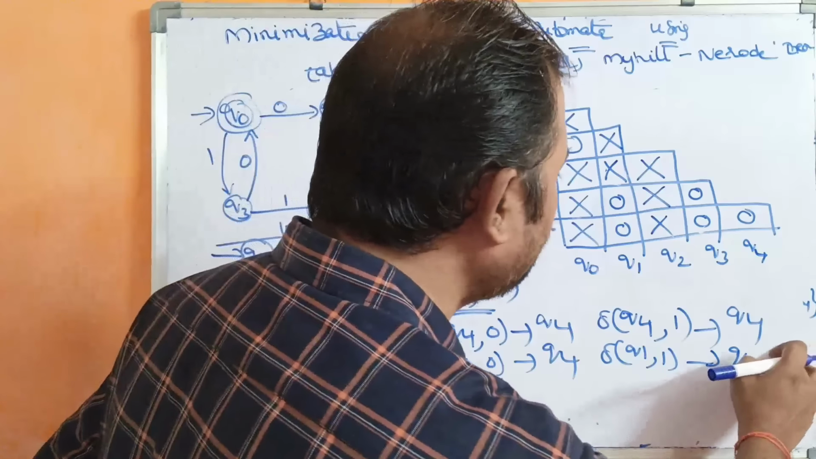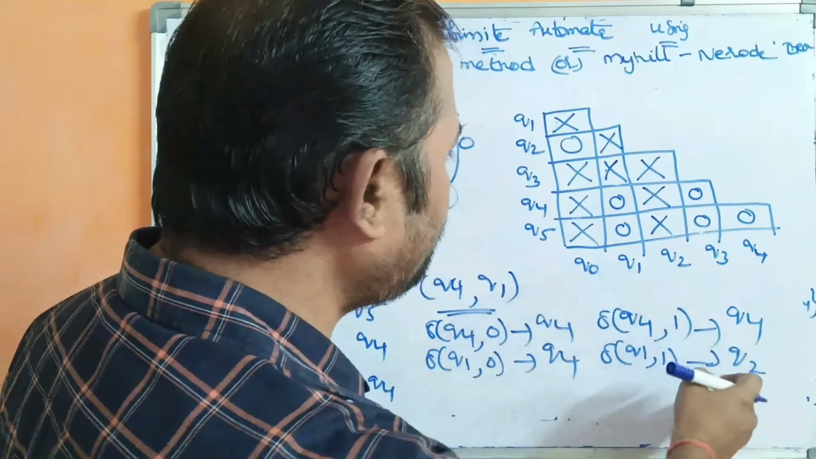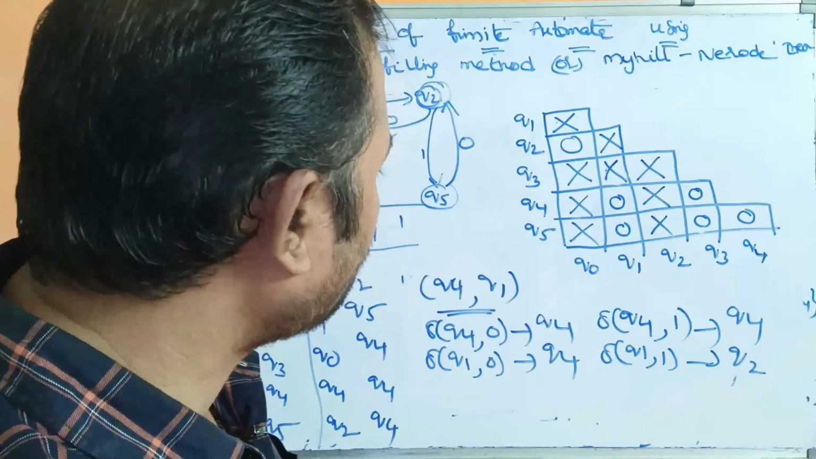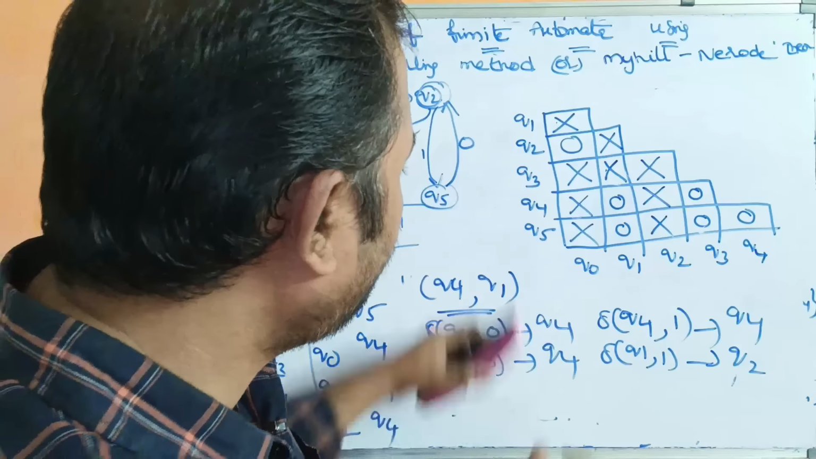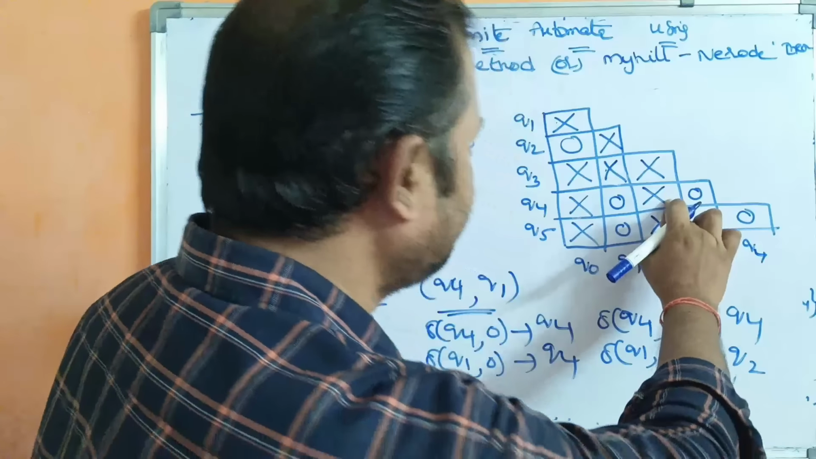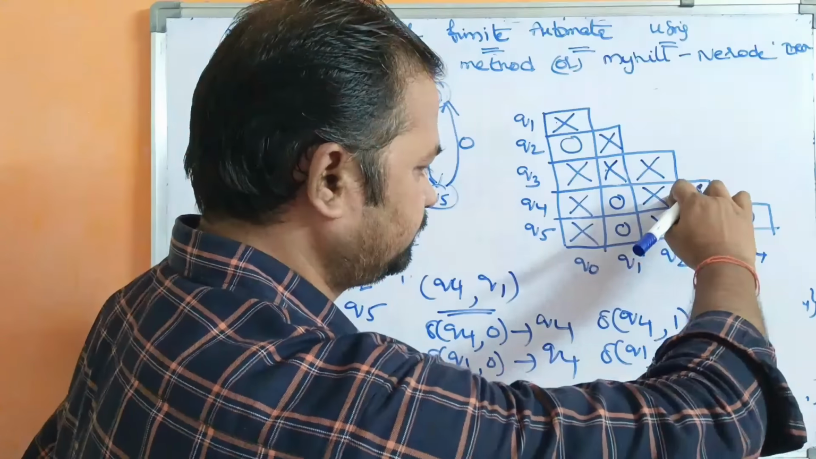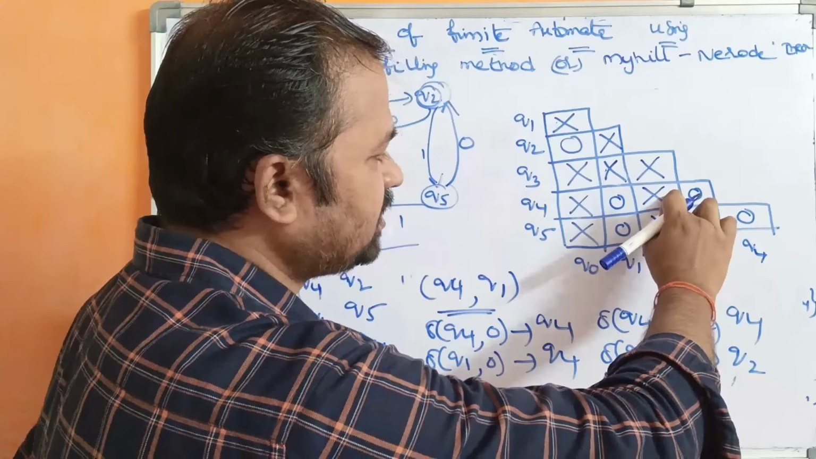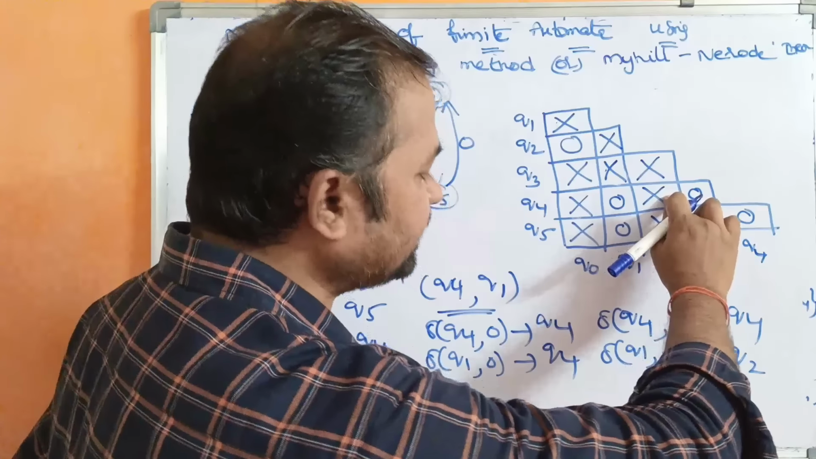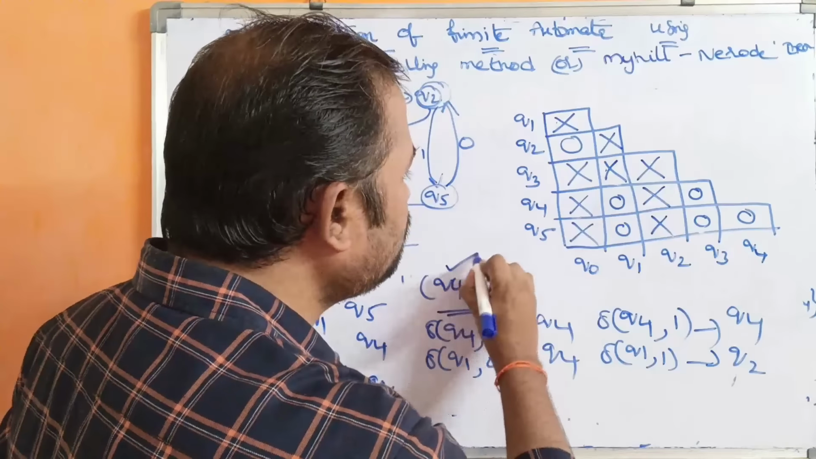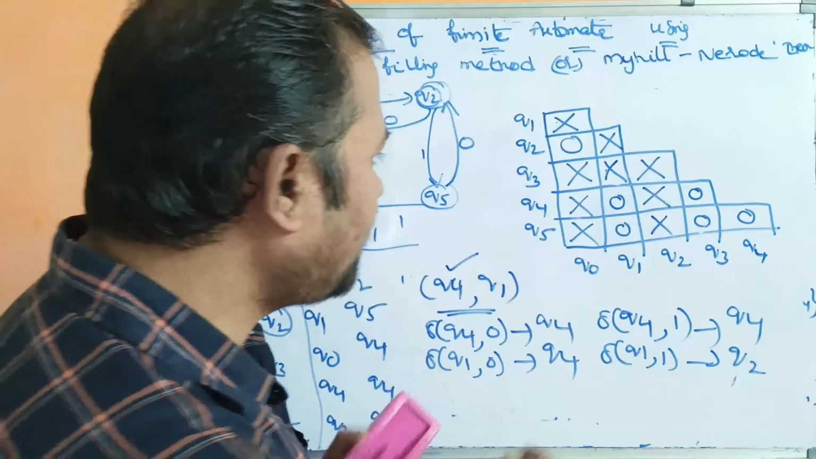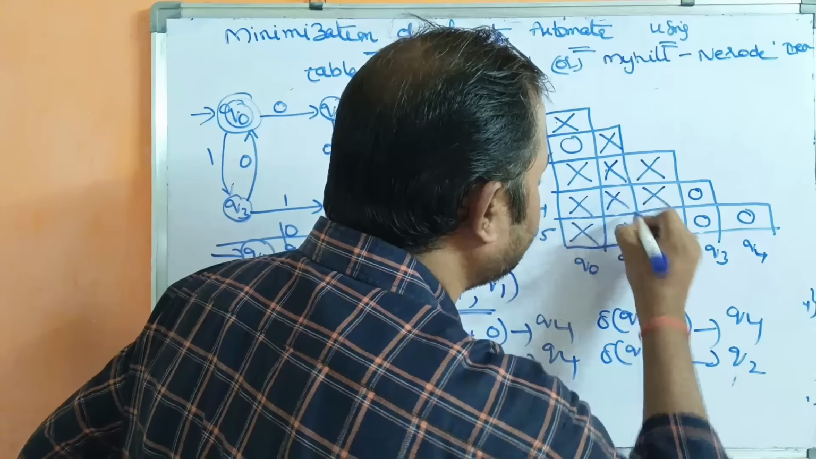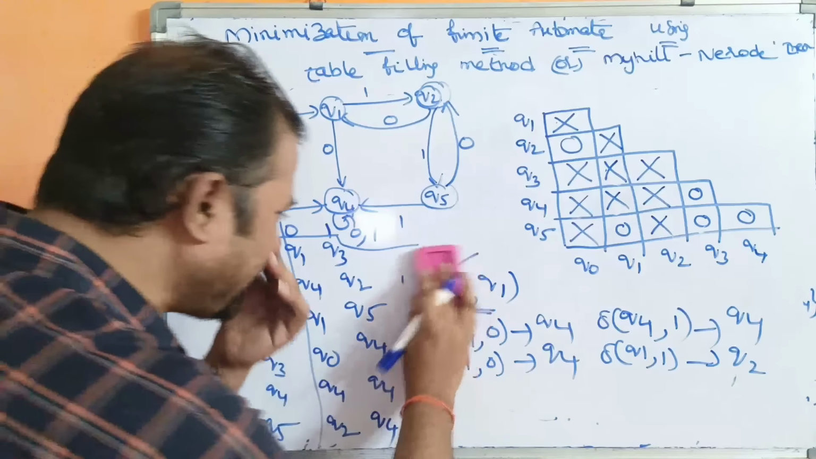Let us check the pair Q2, Q4. Q2, Q4 or Q4, Q2, both are the same. So this is that pair, and Q2, Q4 is already marked. So we can mark Q4 and Q1. Let us mark this pair Q4 and Q1. Now let us check the next pair.